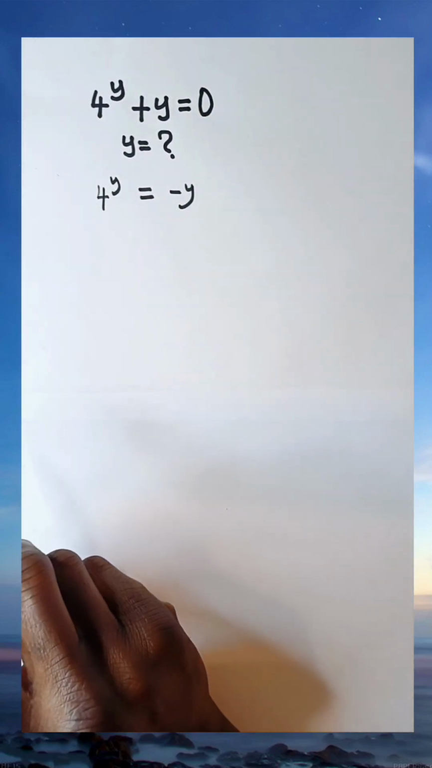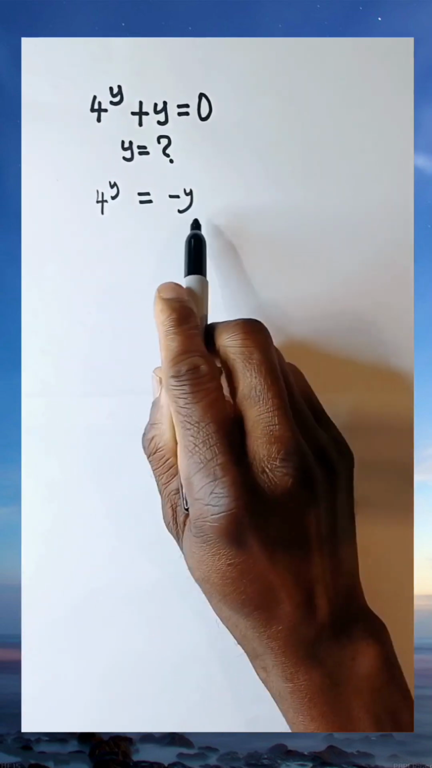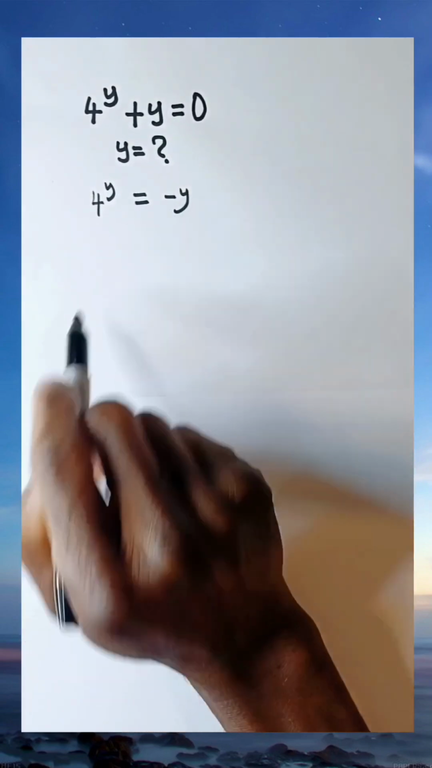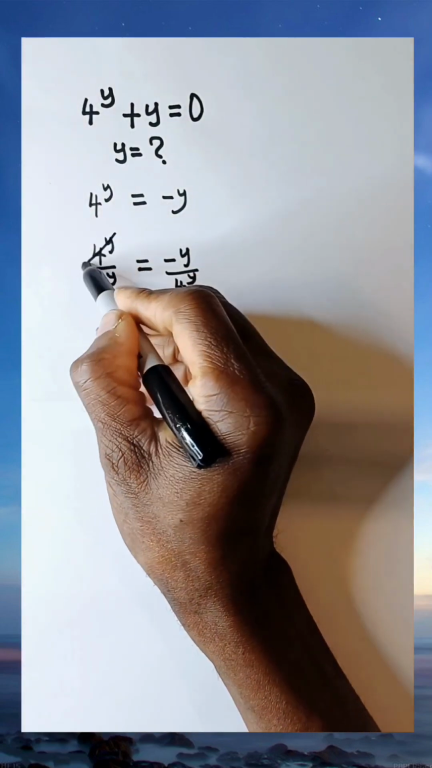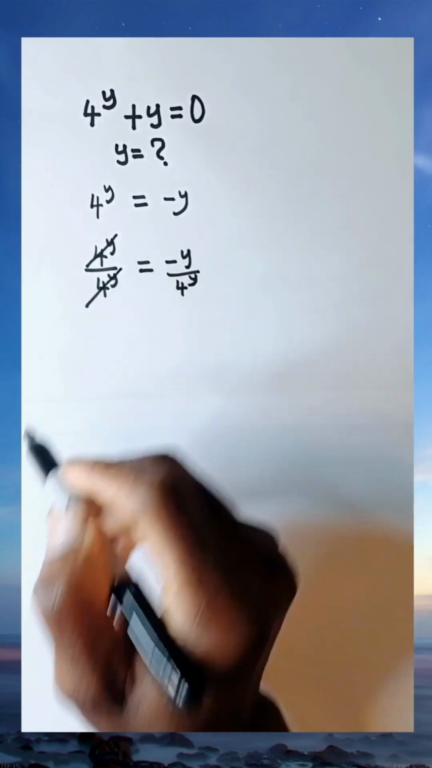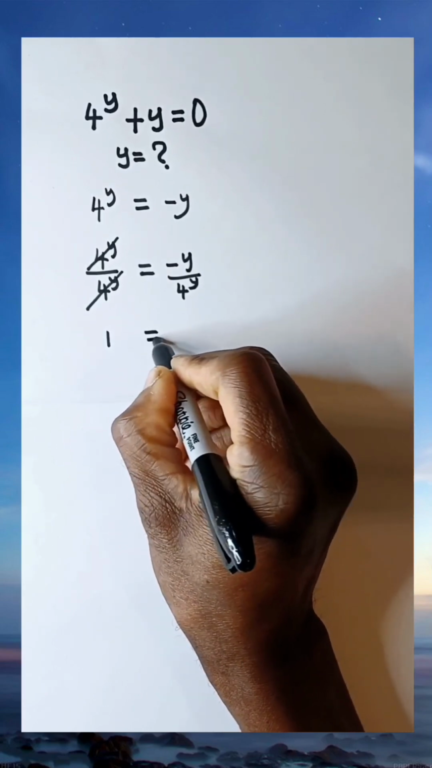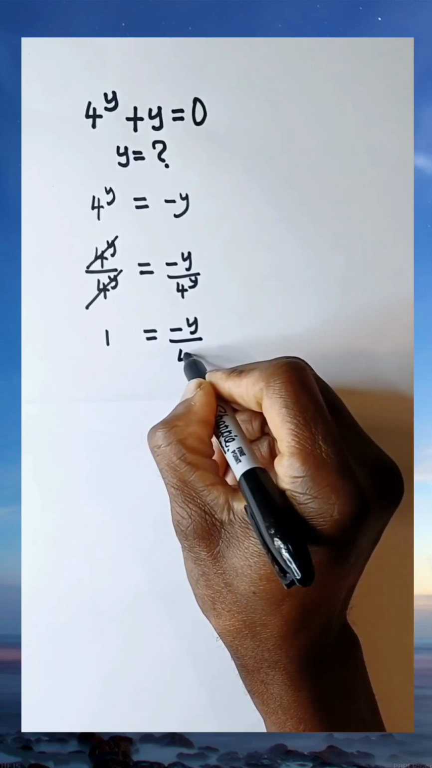Now, the next thing we're going to do is to make the left hand side contain a constant, while the right hand side contains a variable. We are going to divide both sides of the equation by 4 raised to the power of y. 4 raised to the power of y will cancel out with 4 raised to the power of y. So here we have 1 is equal to minus y divided by 4 raised to the power of y.